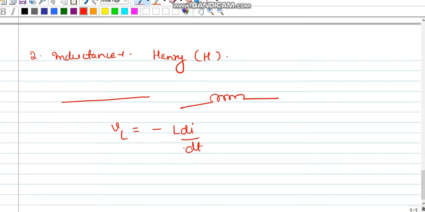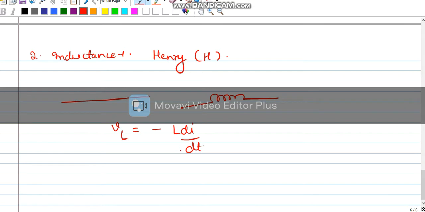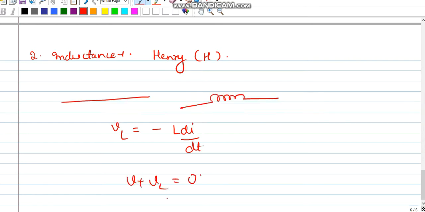Here I is the current flowing through the inductor in ampere. When this is a pure inductive circuit and voltage V is applied on the circuit, we get V plus VL is equal to 0, so V will be equal to minus VL, or we can say L di by dt.